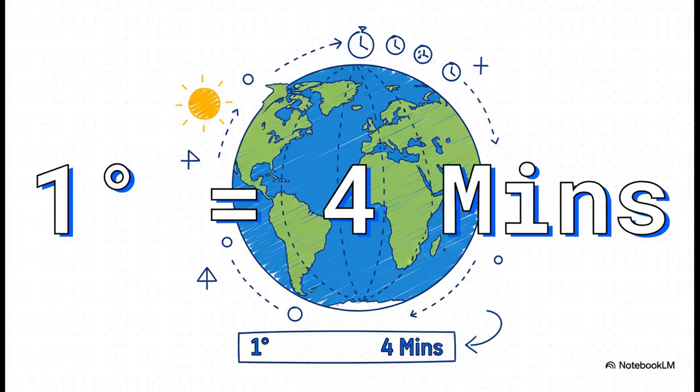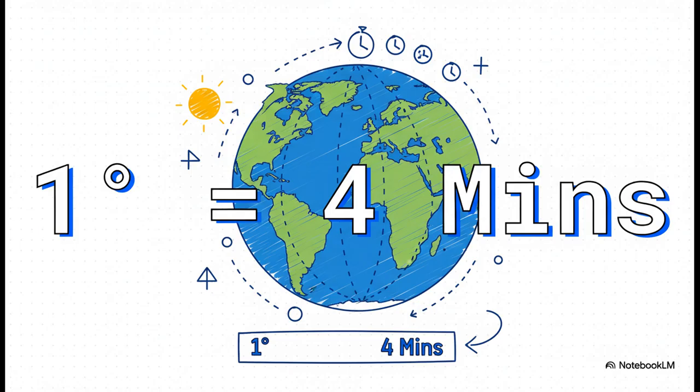So we all know the Earth spins one full circle, which is 360 degrees, in about 24 hours. Now, if you just do a little bit of simple math, 360 degrees divided by 24 hours, it means the Earth moves 15 degrees every hour. And if we break that down even more, it means for every 1 degree of longitude, 4 minutes of time passes. This, my children, is the golden rule. Write it down. 1 degree equals 4 minutes.